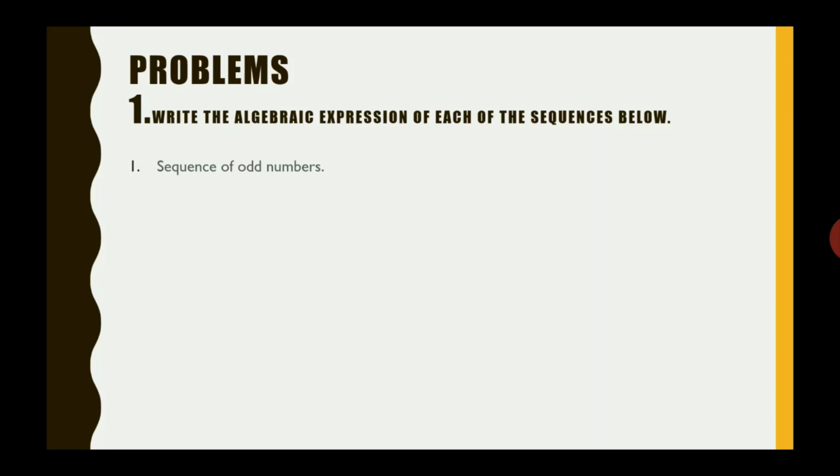Okay, the first problem: write the algebraic expression of each of the sequences below. First, we have to find the algebraic expression of the sequence of odd numbers. What will be the sequence of odd numbers? Yes, it will be 1, 3, 5, 7, and so on. Here, what is the first term? What is the second term? What is the third term? The first term is 1, the second term is 3, and the third term is 5.